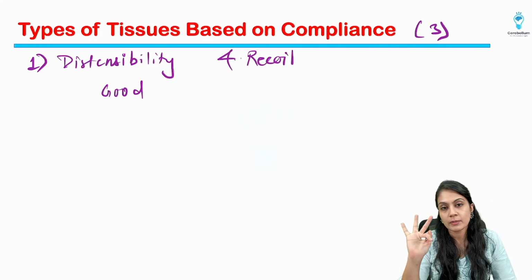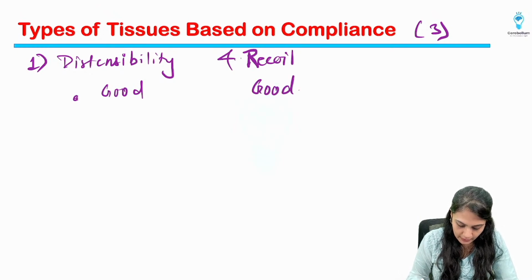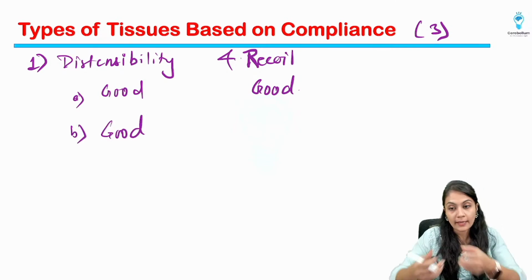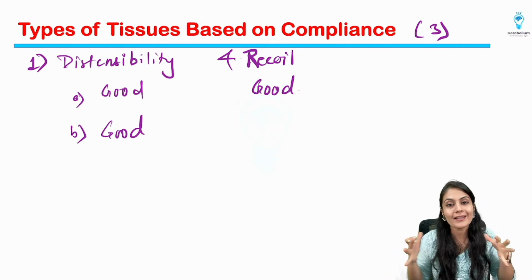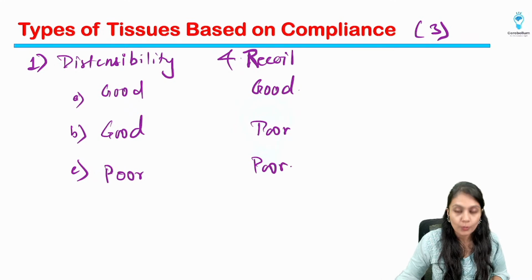There can be three possibilities only. What can be the three possibilities? That the recoil and compliance both are good, right? Second possibility is that the distensibility is good. That means it is able to stretch, but it is not able to recoil. So the recoil is poor. And the third possibility is that this is also poor and the recoil is also poor.